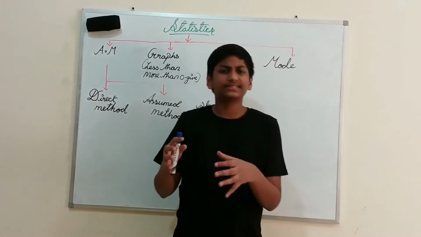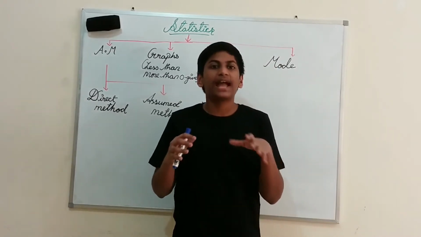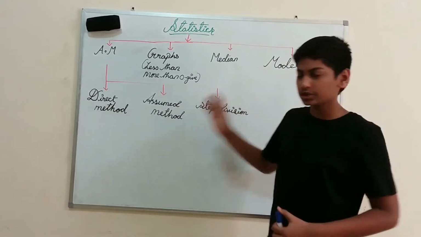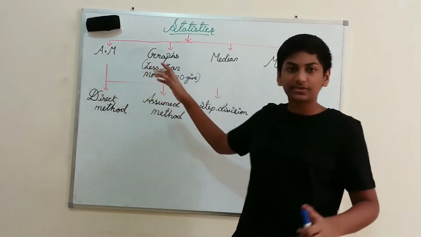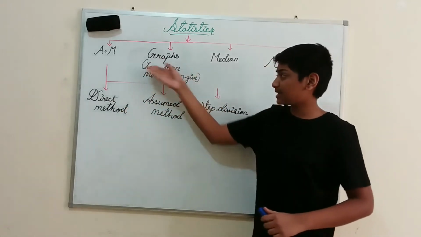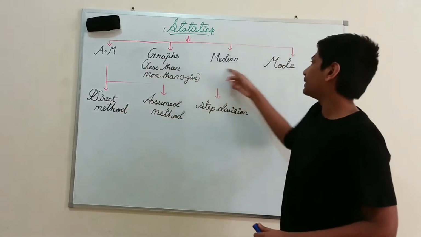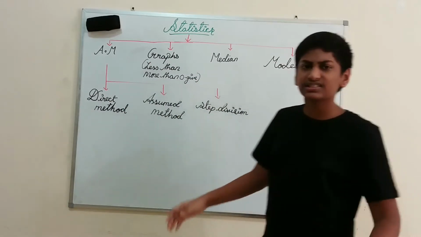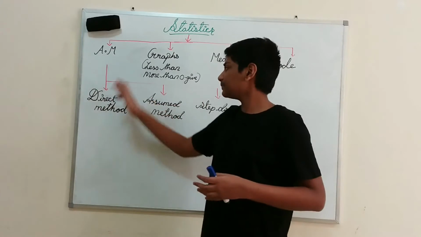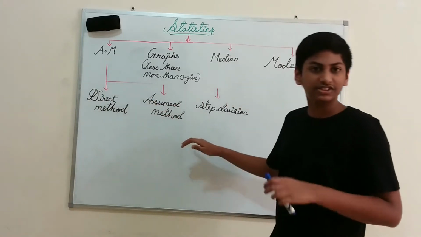So as this is a lengthy chapter, it may have many subdivisions. There are some subdivisions which I wrote over here: arithmetic mean, which I write in short as A.M., then graphs, less than and more than, then median and more. First let's start with the arithmetic mean, and in this session I will be teaching about arithmetic mean, the direct method and the assumed method.